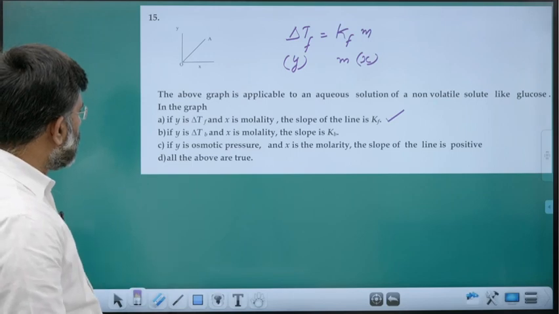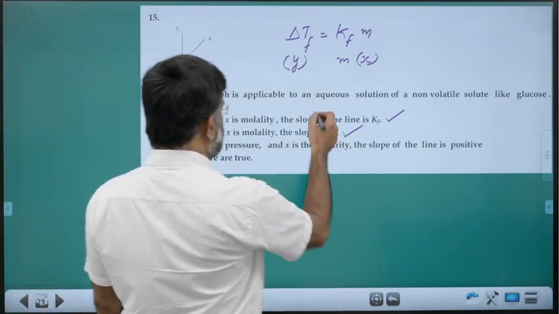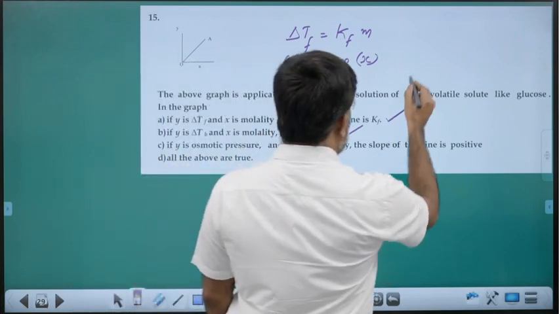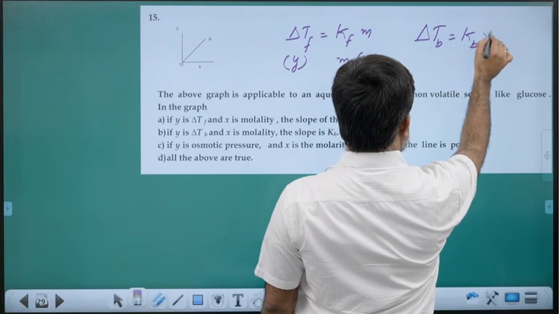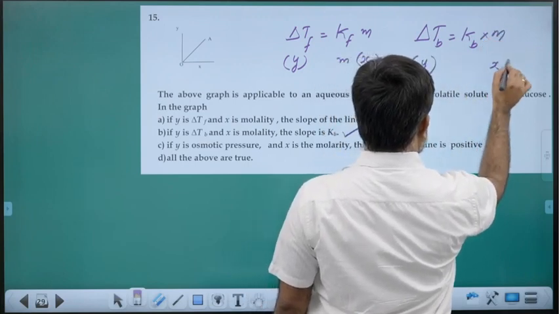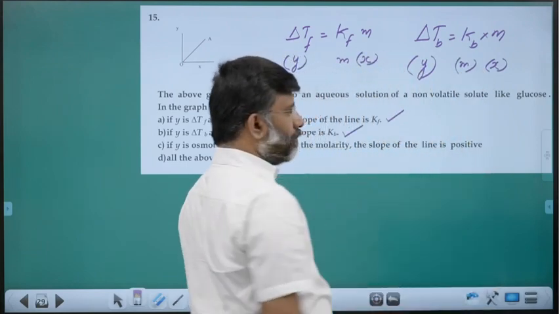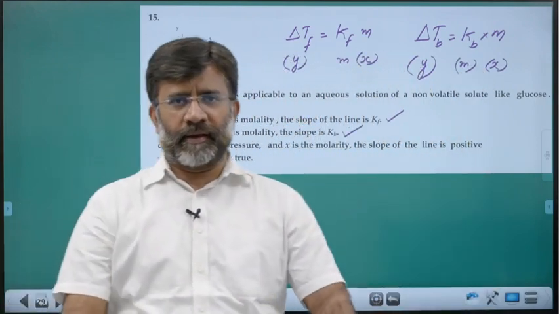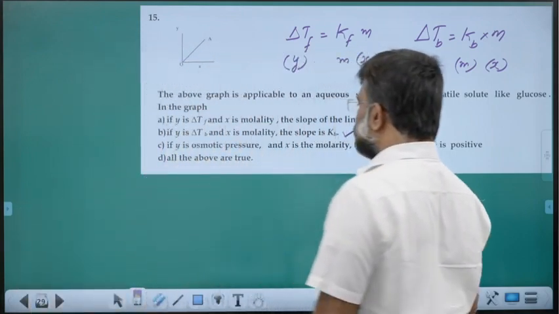If y is delta TB, x is molality, so this is also true. Because delta TB is equal to KB into m. If you take this along the y-axis, this along the x-axis, this will be the slope. Y equal to mx plus c, and the y-intercept is 0. So it will start from the origin point.